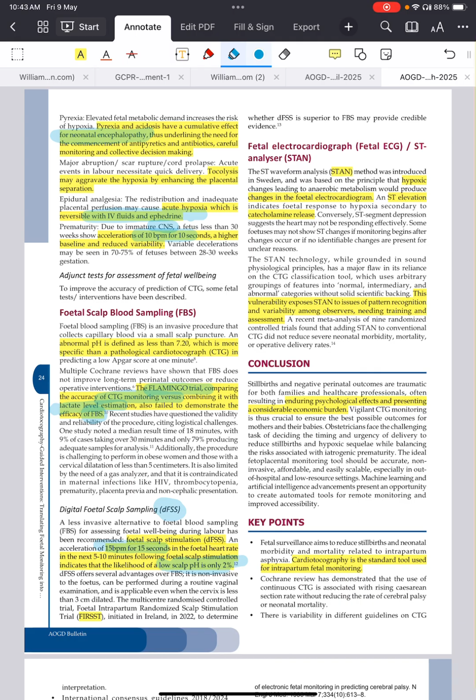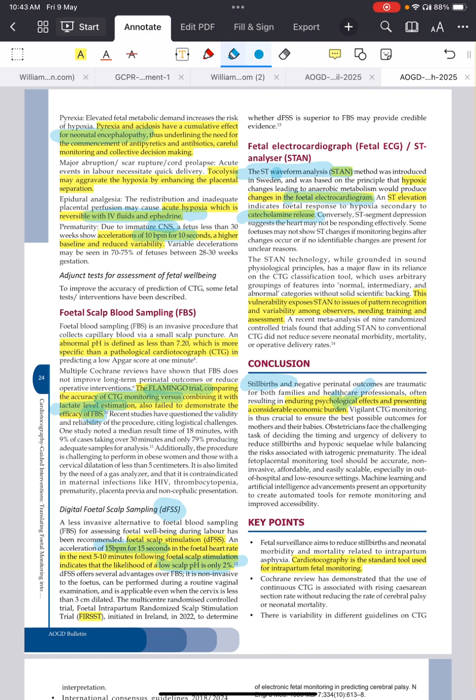Okay. And another term is STAN analyzer, that is ST segment analyzer. This has shown that in fetal hypoxic changes, there are changes in the fetal ECG, because ST elevation is caused by catecholamines released in the fetus. STAN has disadvantages also because it needs training and observation. So the conclusion is that as stillbirths have psychological effects, proper monitoring is very important.